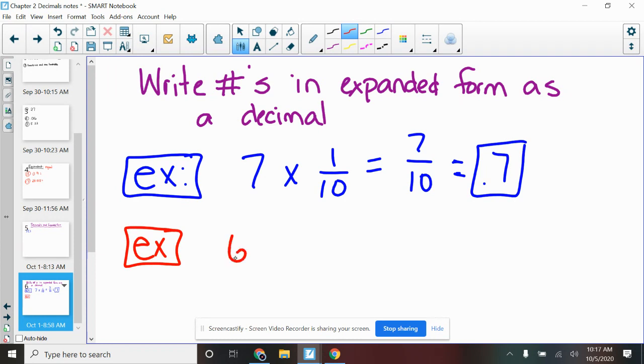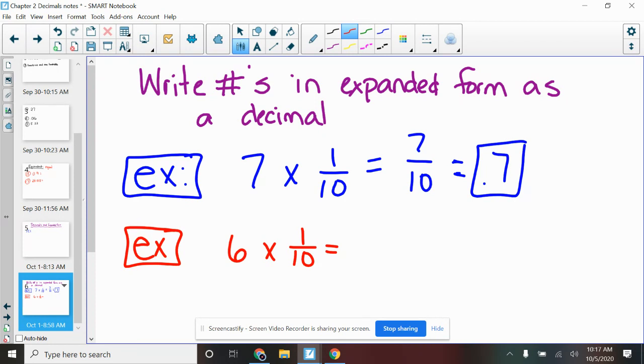Try 6 times 1/10. Tell me what my number would be if I did 6 times 1/10. Everybody should be trying this and putting the answer down. Yes, this is snack time, but snack time doesn't mean take a break from math time. It means eat while you learn.